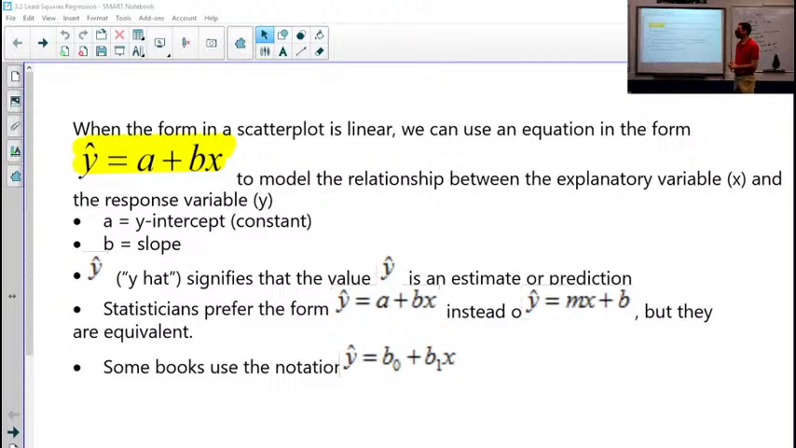So I will just say that when this form is linear, we can write the equation. This should look familiar, but statisticians, the world of stats likes to be different, and so instead of the usual mx plus b, they usually put the constant out in front first and then plus bx. So the number attached to x is still the slope. This a out in here is still the y-intercept.